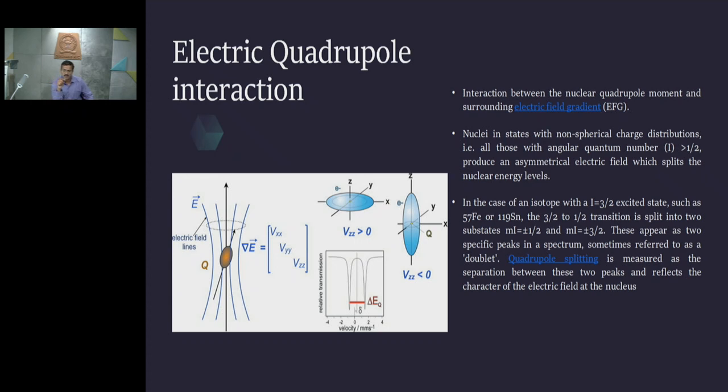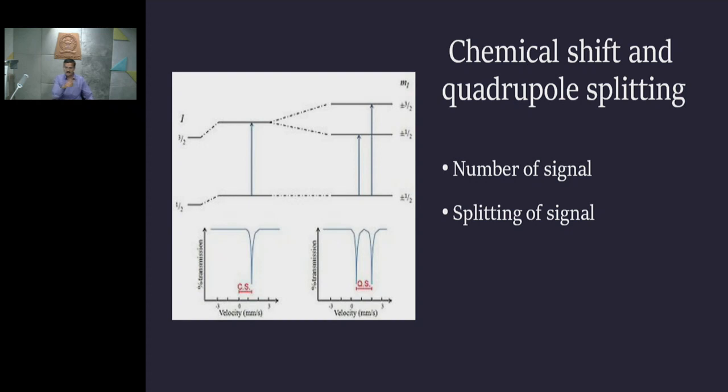So in this case, isotopes with I 3/2 in the excited state, like iron 57 and tin 119, show the transition from 3/2 to 1/2 and split into 2 different energy levels, which are plus or minus 1/2 and plus or minus 3/2. It appears as 2 specific peaks in the spectrum that we call a doublet, or quadrupole splitting, which can be measured with respect to its electrical field gradient. So this is the image where we see how it works.